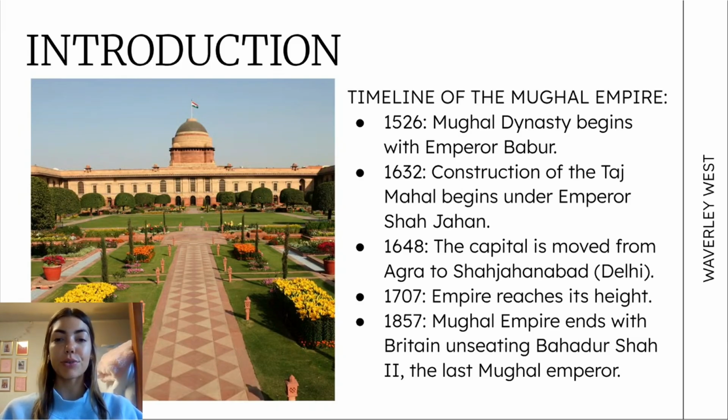background. In 1526, the Mughal dynasty began with Emperor Babur. In 1632, construction of the famous Taj Mahal began under Emperor Shah Jahan. In 1648, the capital was moved from Agra to Shah Jahanabad, which is Delhi. In 1707, as previously stated, the empire reached its height over a majority of the Indian subcontinent, and in 1857, the Mughal Empire ended with Britain unseating Bahadur Shah II, who was the last Mughal emperor.